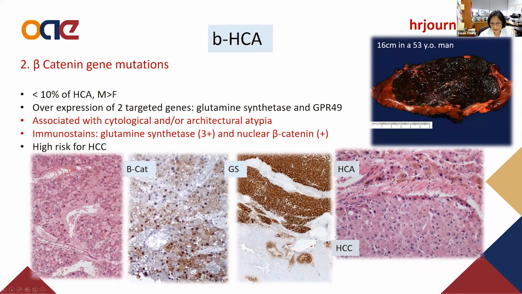So glutamine synthetase, as you can see here in the normal liver, is just centrilobular, but very strong and diffuse within the lesion that has obviously transformed partially into HCC.